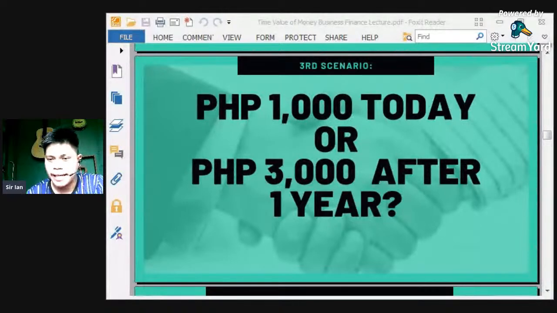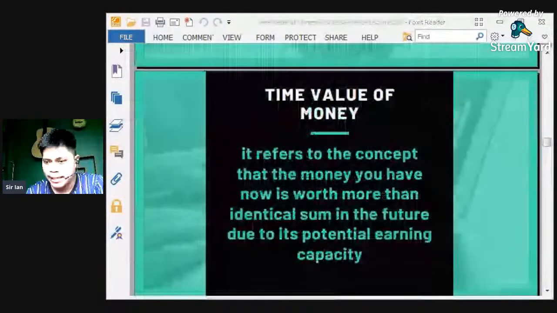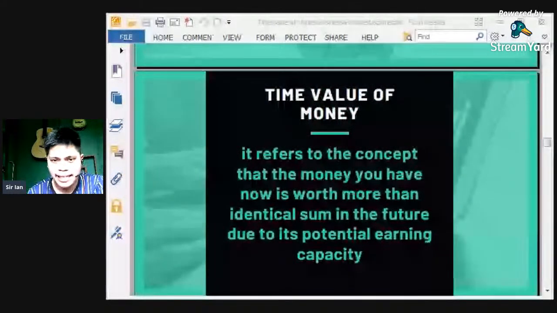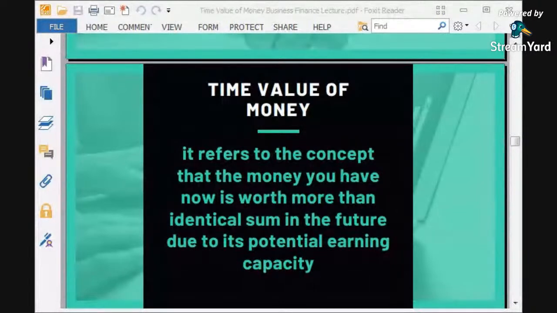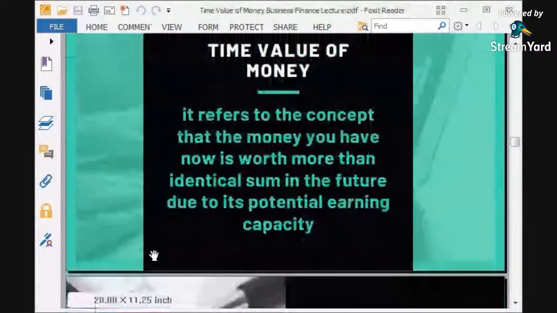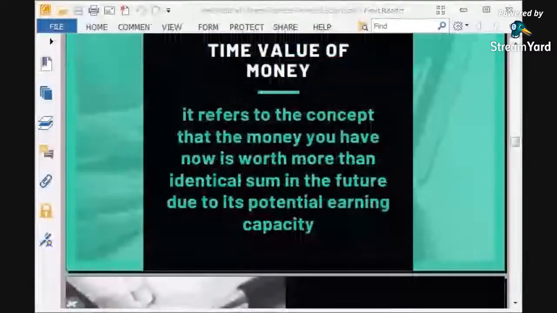Kapag sinabi nating time value of money, ito yung discussion natin for today. It refers to the concept that the money you have now is worth more than the identical sum in the future due to its potential earning capacity. Basically, sinasabi ng time value of money o TVM na mas malaki ang halaga ng pera ngayon, o tinatawag natin na present value, kumpara sa halaga ng pera sa hinaharap, o tinatawag naman natin na future value. All things being equal, mas magandang magkaroon ng pera ngayon kaysa sa hinaharap.